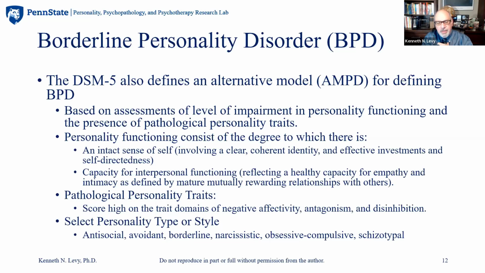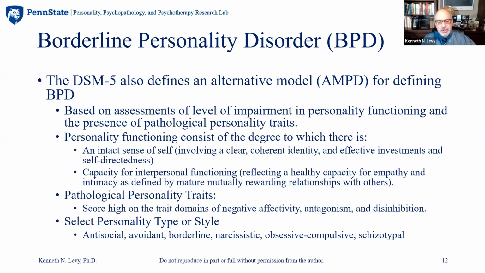And the interpersonal domain is about the capacity for healthy empathic relationships and the capacity to have mutually defined, mature interpersonal relationships with others. The pathological personality traits that are noted include negative affectivity, antagonism, and disinhibition, and I'll say more about this, these actually align with the 5-factor model of personality in general that people may be familiar with.